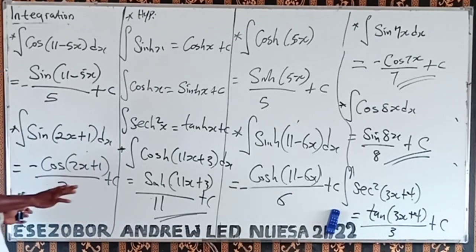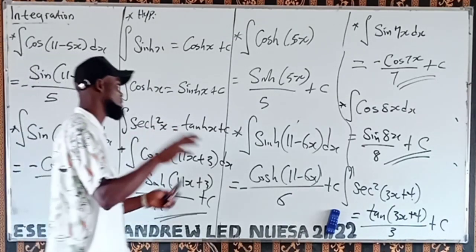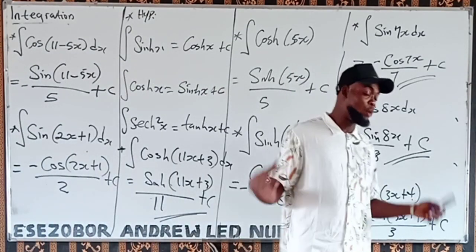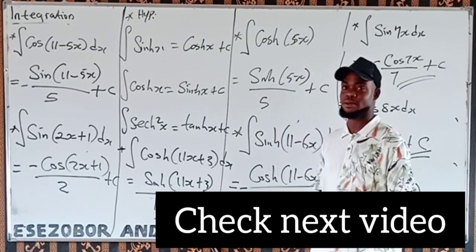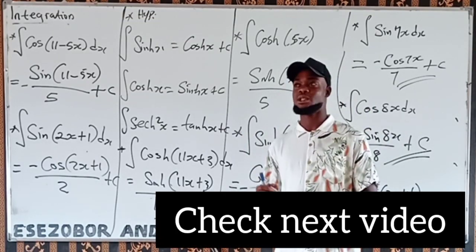Now let's look at special forms of integration, because there are many. Look at special forms of integration now. Then we go to integration by parts.